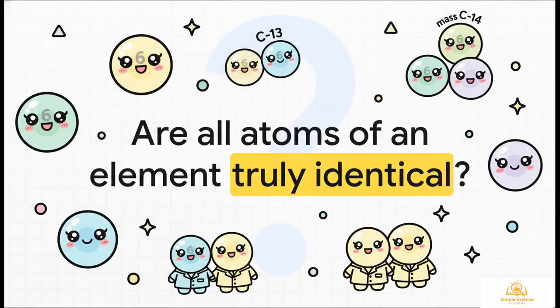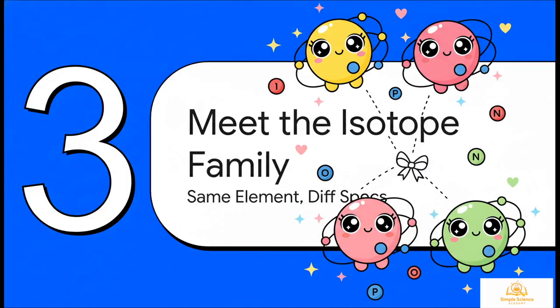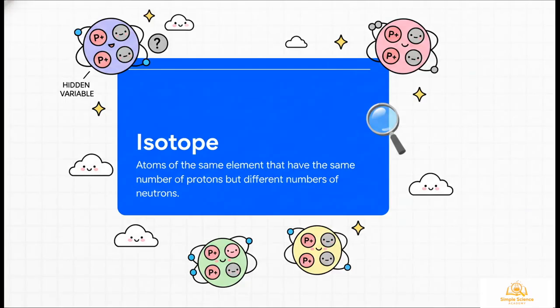And this brings us to the key question. If every single carbon atom on Earth must have 6 protons, does that mean every single carbon atom in the entire universe is an exact clone of every other one? Well, the answer to that is a big, resounding no. And to understand why, we need to meet the real star of our show today, the isotope family. And there it is, an isotope. See, the number of protons is the same. That's what keeps them in the same element family. But the number of neutrons, that particle in the nucleus with no charge, that can change. The neutron is our hidden variable.